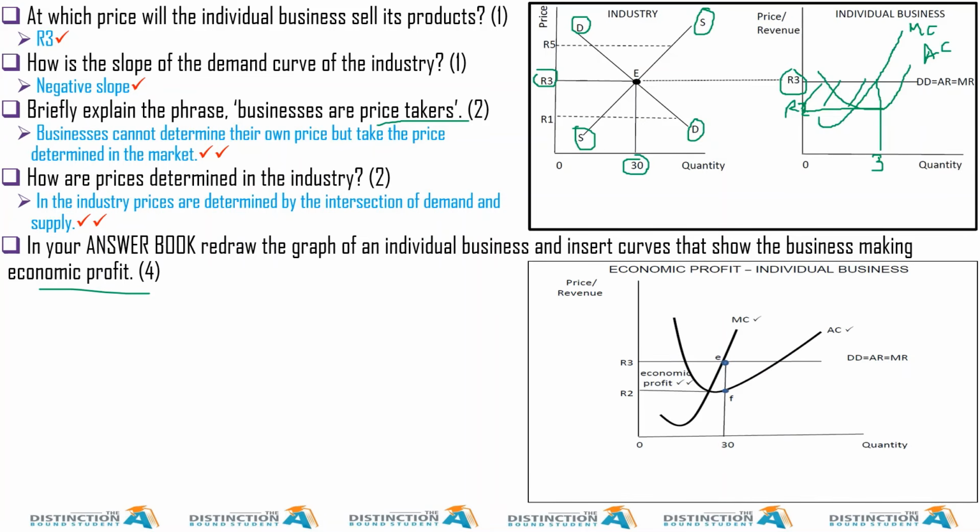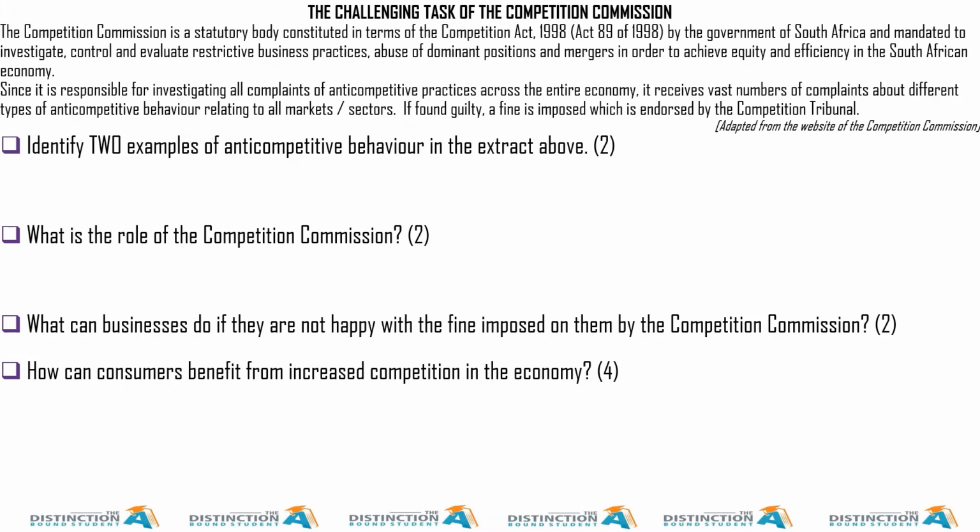So the business is making economic profit. There we go, something like this. Oh, okay, same price. This is madness. How can it be the same as the industry? All right, there we have it.